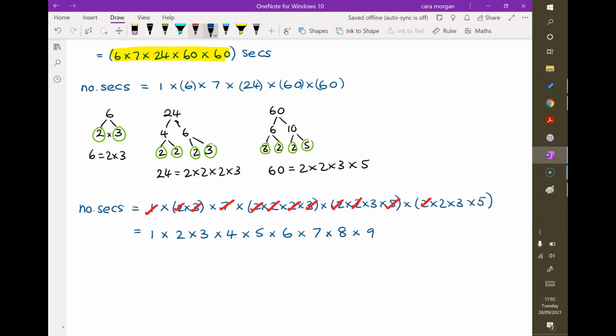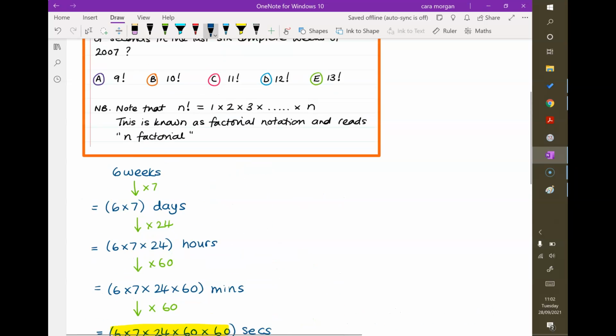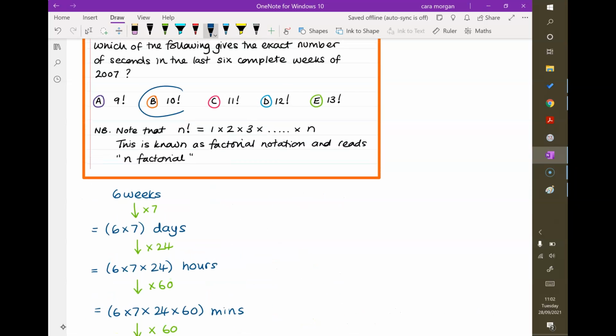Multiplied by 9. So I should be able to find a 3 and a 3. And finally, multiplied by 10. I've got that 2 and the 5 left over. That is 10 factorial. And therefore, if I go back up, yes, it was the answer B.